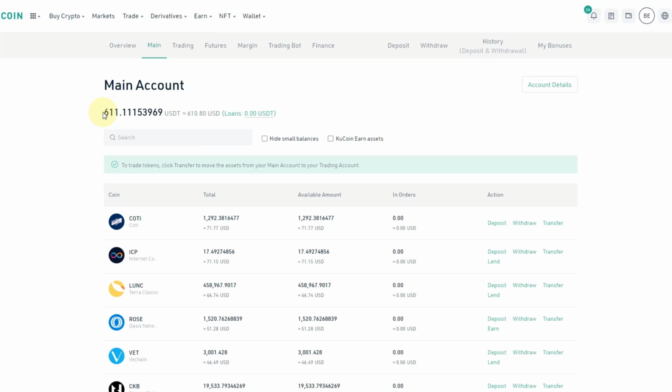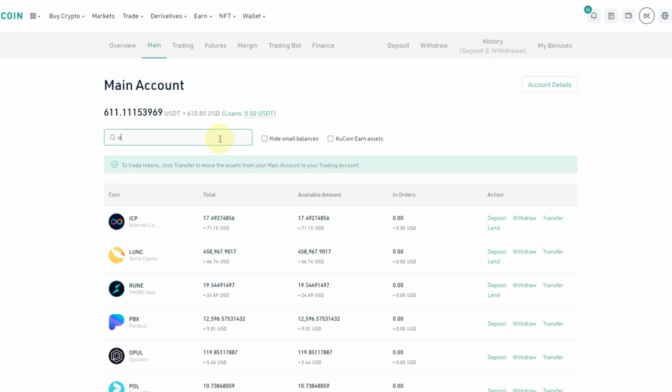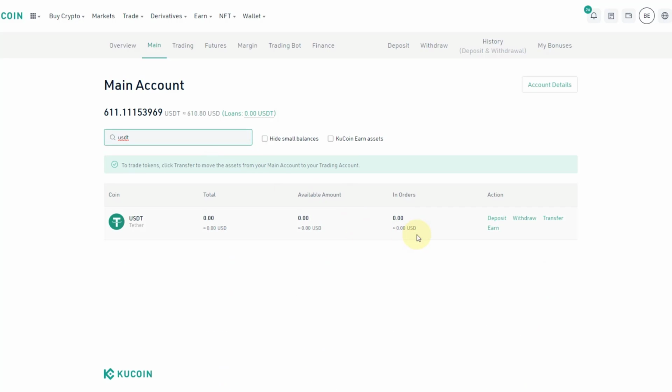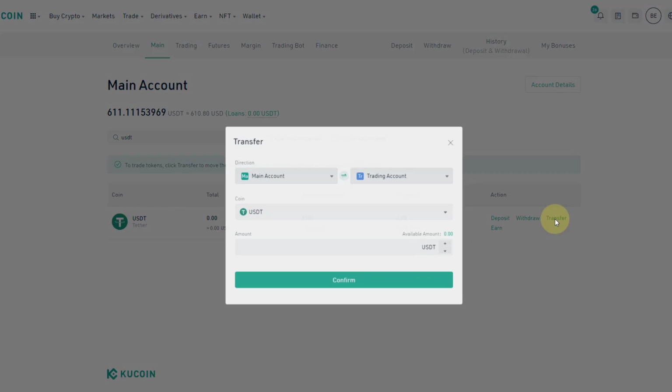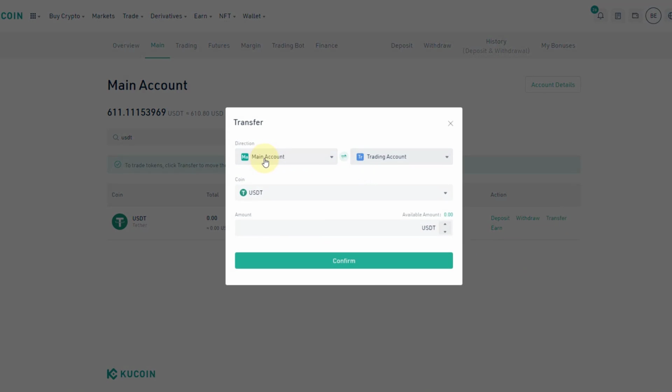But those stable coins will land in the main account. So let me double check, do I have any USDT left here? Not really. But if I want to transfer it over to the trading account, because that is where I need them if I want to buy and sell other cryptos, I have to click on transfer. I click from main account to trading account. I select the amount, type it in here or just click on it, and it gives me the amount of USDT I have in my main account. I click confirm, and it will send it over to the trading account.